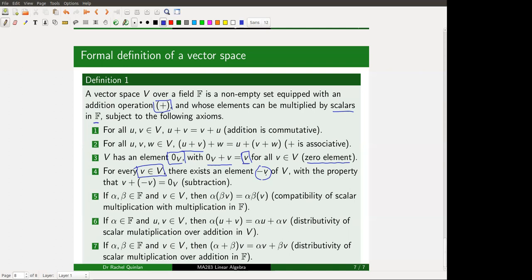If you're subtracting v from something, then you're adding minus v to that thing. Minus v is referred to as the additive inverse of v. The property that v and minus v have that relates them is that when they're added together, they give us the element zero. Like the real number five and the real number minus five, when they're added together, they give us zero. Subtracting five from something means adding minus five to that thing.